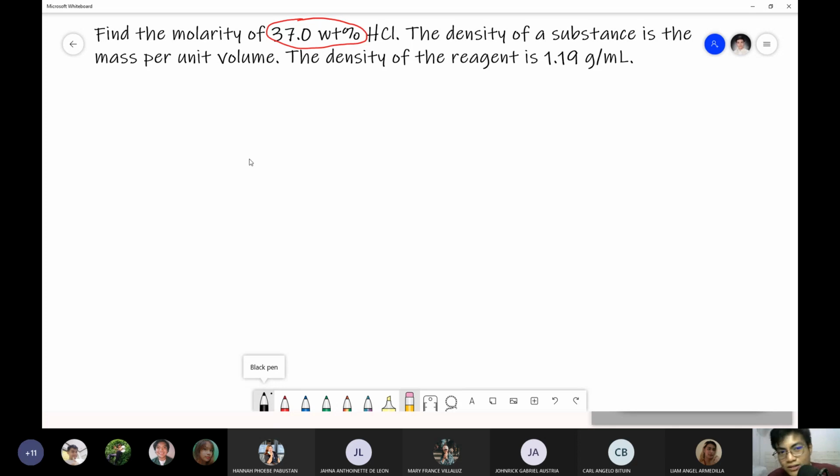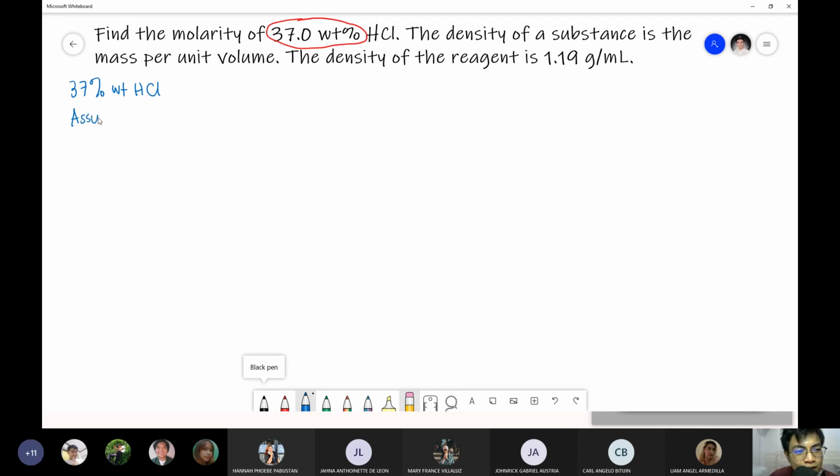So what does that mean? Okay. So basically, the 37, gawin kong blue yung aking ballpen. Okay? So basically, yung 37% weight, percent weight HCl, it means that yung solution mo, 37% HCl, the other 63% is water. Okay? Ayan. So, anong i-assume natin dito? Let us assume that we have 100 grams solution.